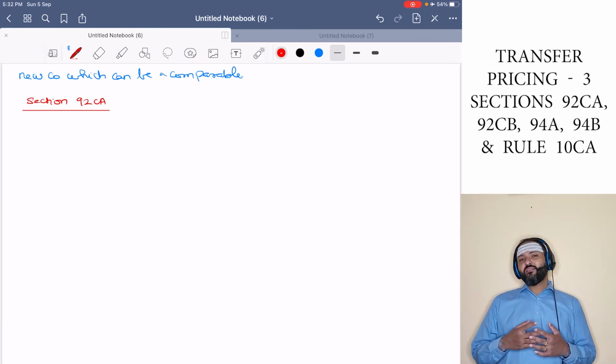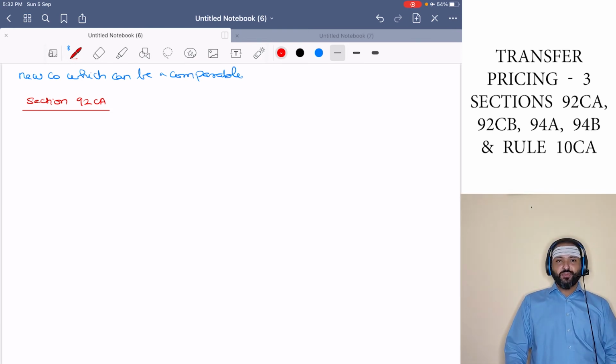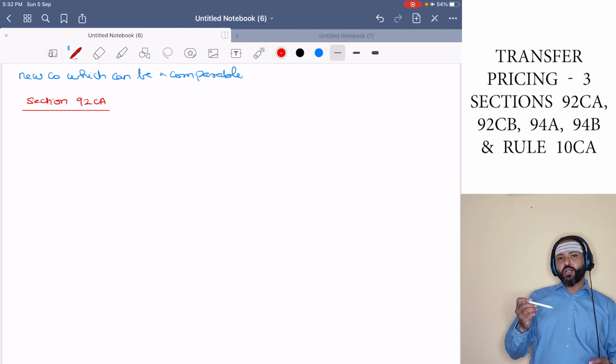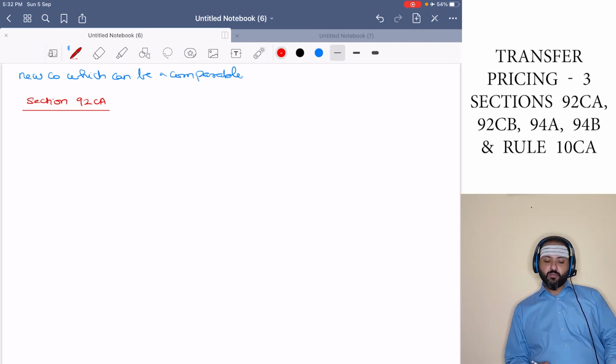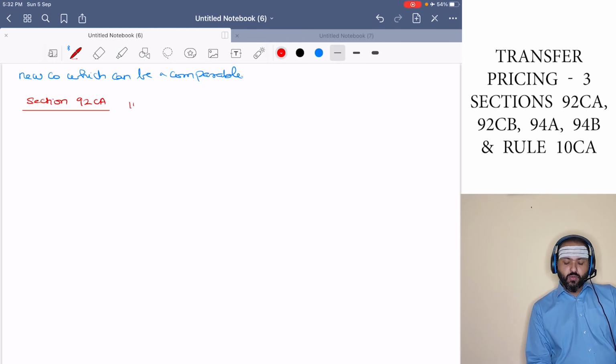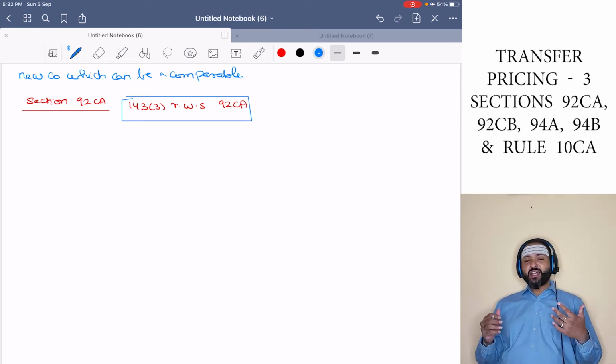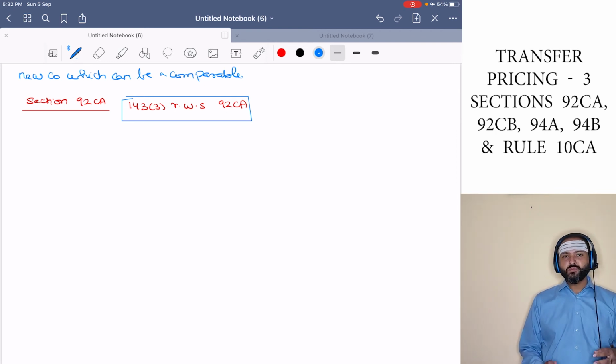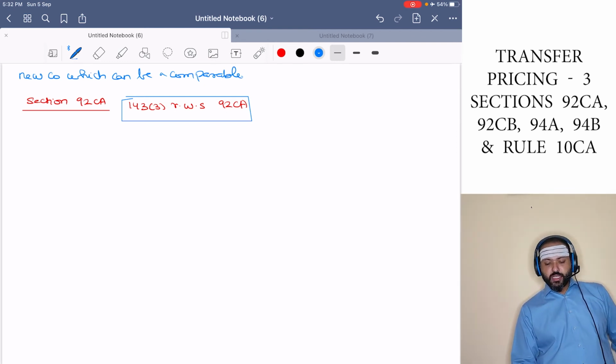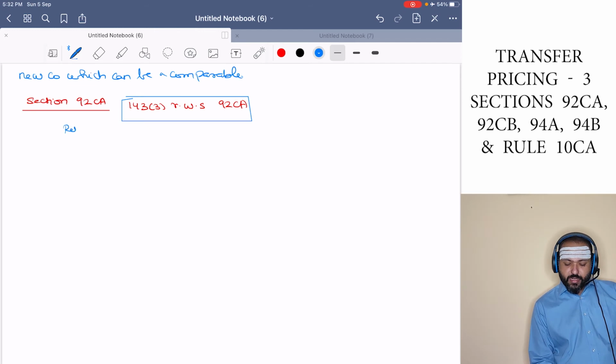Now, those who have actually done articleship in a tax firm, you would have seen assessment orders that would have come like this: 143(3) read with section 92CA. When you see an order like this, it means that order has a transfer pricing adjustment. So what is this section talking about? This is talking about reference to a transfer pricing officer.